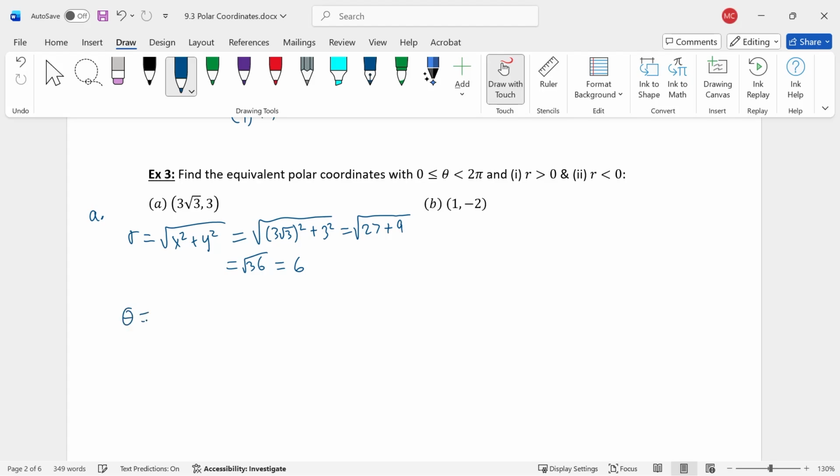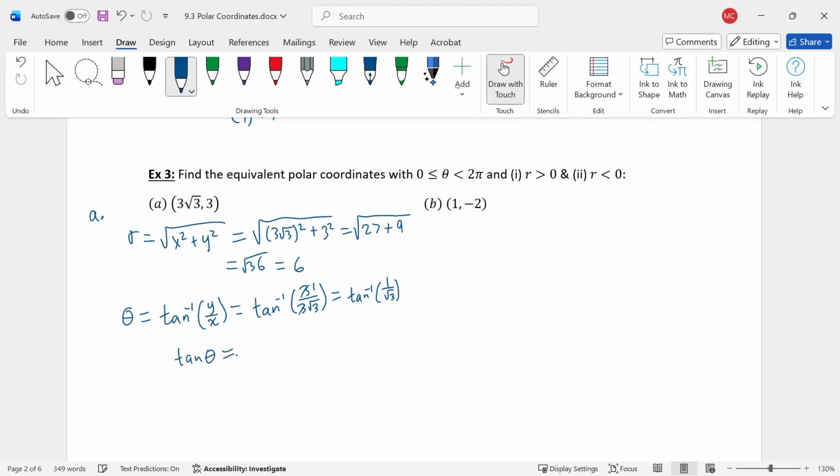Meanwhile, theta is tangent inverse of y over x. That's tangent inverse of 3 over 3 root 3. That's tangent inverse of 1 over root 3. And in this case, this is one we actually, if we know our unit circle well, we can figure out without having to touch a calculator.